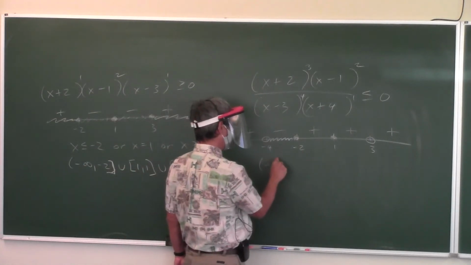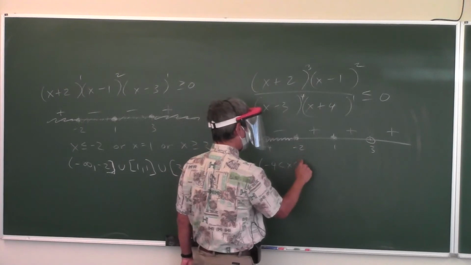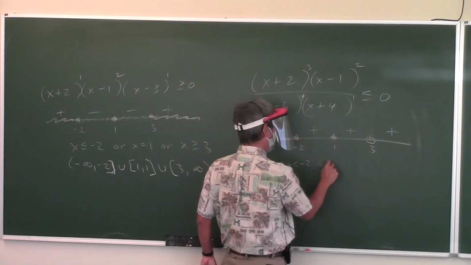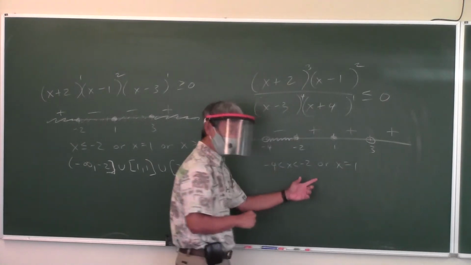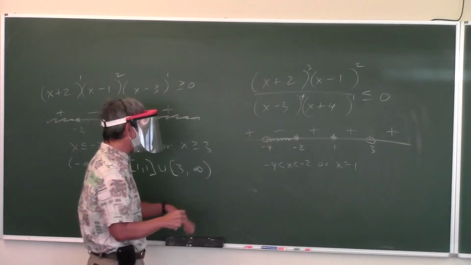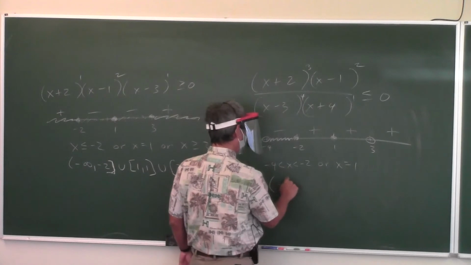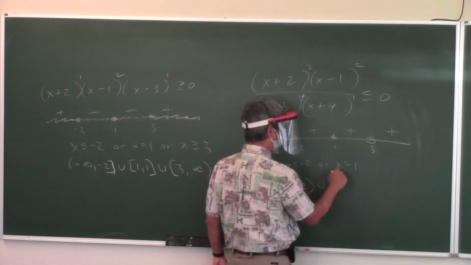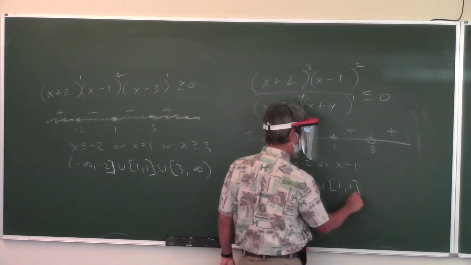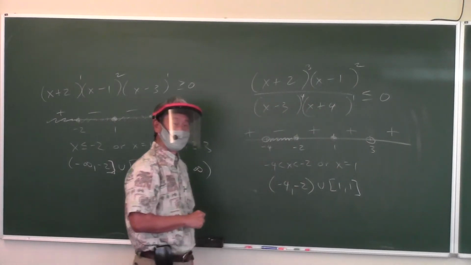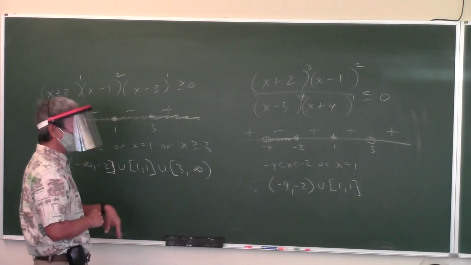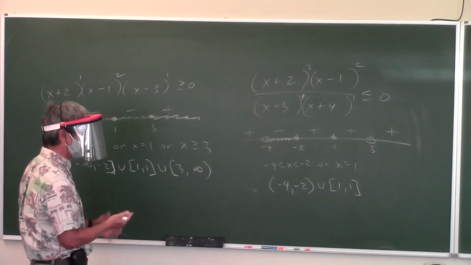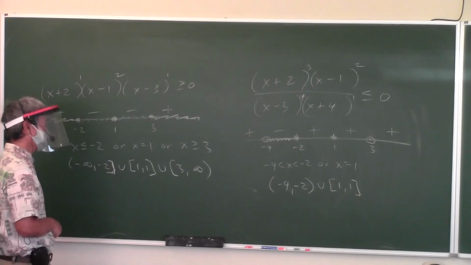Either you do -4 is less than x is less than -2. Why am I putting parentheses? Or x equals 1, the proper word is or there. Or if you want to use interval notation, you would go -4 to -2, and then you guys know how to write a single point, right? It's like this. That's how you write a single point. It's the interval from -1 to -1, including -1. So that's the single point, just like what I did here.